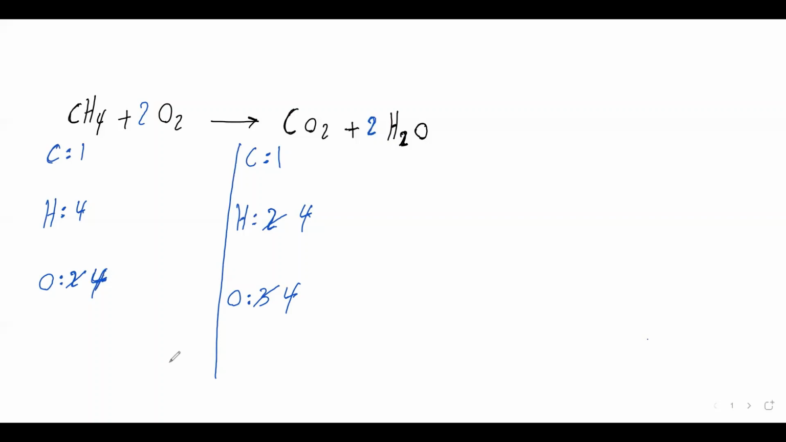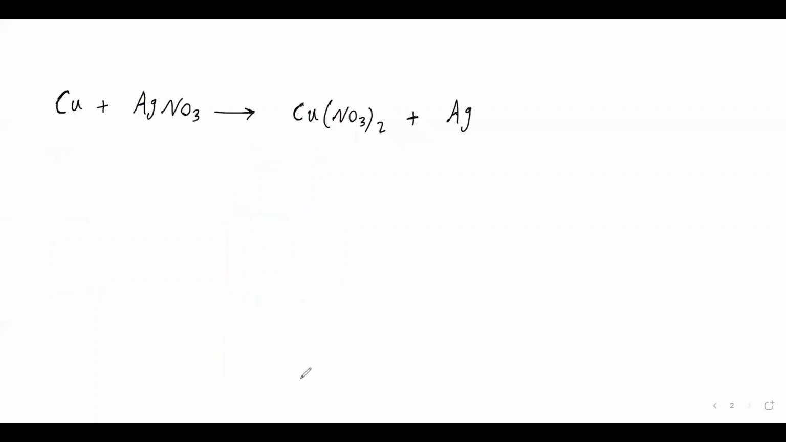So let's check all the elements again. Carbon, 1 atom on the left, 1 on the right. So that's balanced. For hydrogen, I have 4 on the left, 4 on the right. That's balanced. For oxygen, I have 4 on the left, 4 on the right. So that's balanced as well. So this equation now is balanced. All right, let's move on to the second chemical equation.